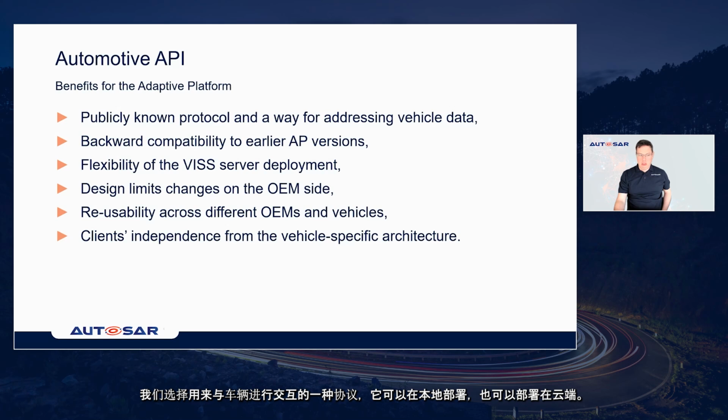VISS is a protocol which we chose to interact with the vehicle, and it can be deployed locally or in a cloud. And finally, we as the concept group strongly believe that all of the data which we would like to make available are already present in the vehicle. So the Automotive API shall consume them with limited by-design changes on the OEM side. What is really important, the application which uses the Automotive API shall be reusable across different OEMs and vehicles by clients which are completely vehicle-specific architecture agnostic.